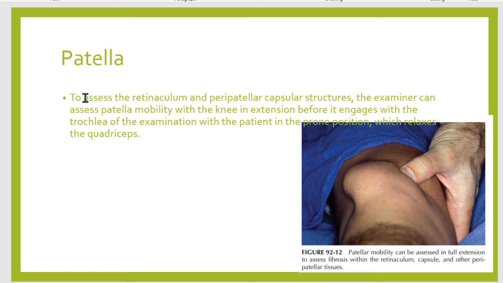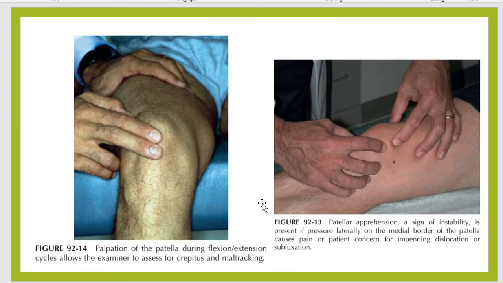Then patella. So you have to assess the retinaculum of the patella and peripatellar capsular structure. The examiner can assess the patella mobility with the knee extension before it engages with the trochlea. So this is one method of assessing the patella in the case of its mobility. So you can only assess this when the knee is in full extension. But of course, you can also assess it in flexion, such as this one.